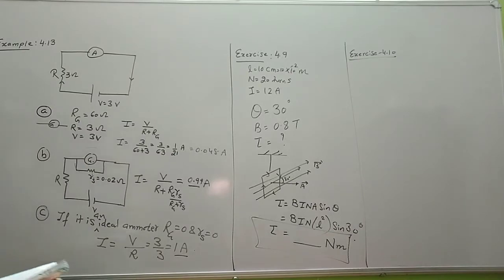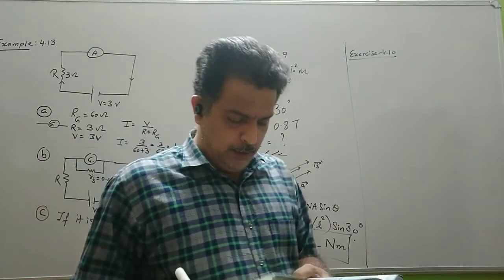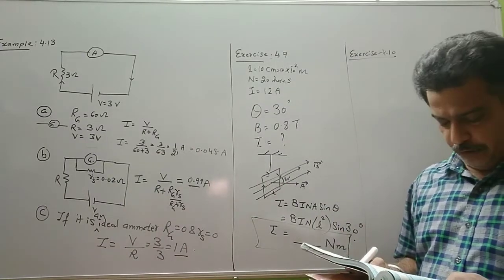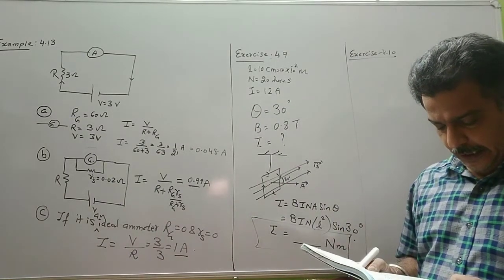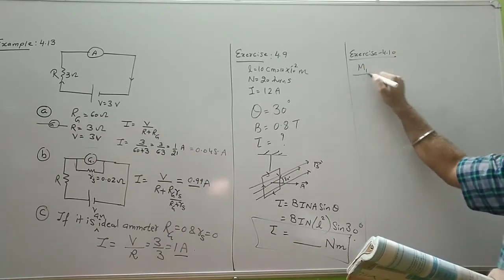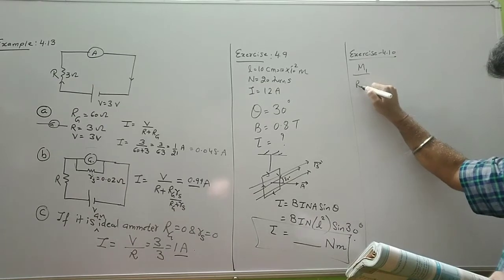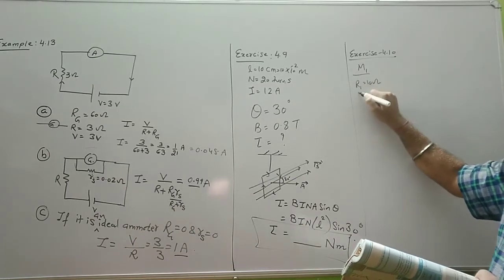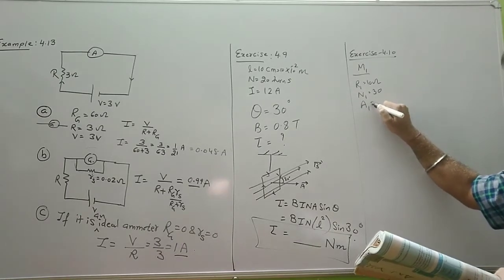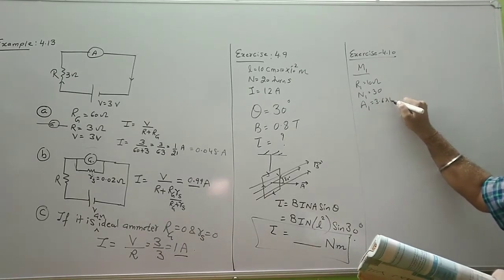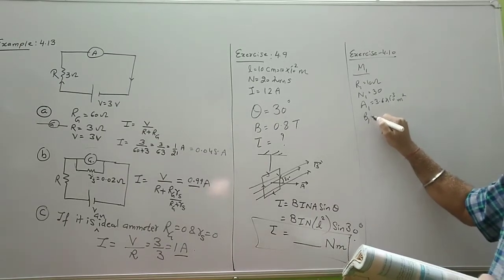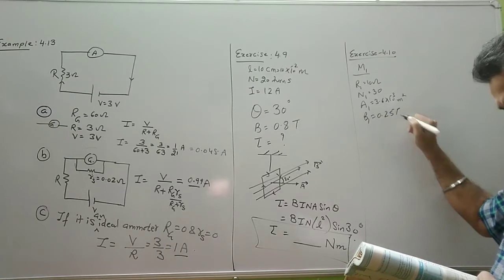In question number 10, we have two moving coil meters M1 and M2 with the following particulars. That is, we have two coils. M1: its resistance is 10 ohms, number of turns is 30, area A1 is equal to 3.6 into 10 raised to minus 3 meter square, and the magnetic field is 0.25 Tesla.